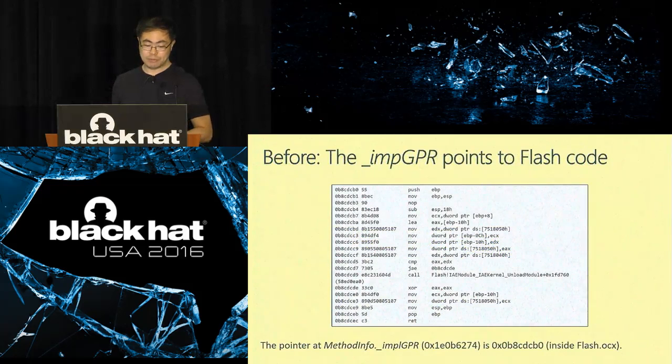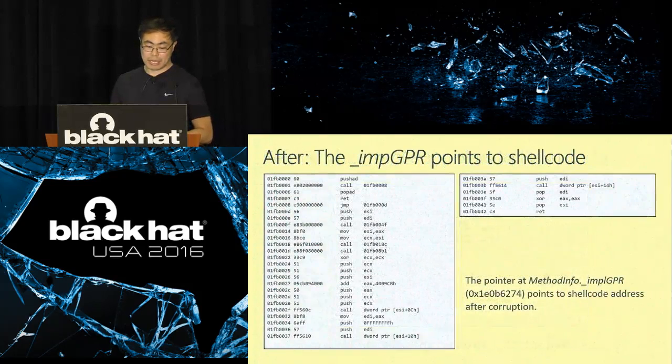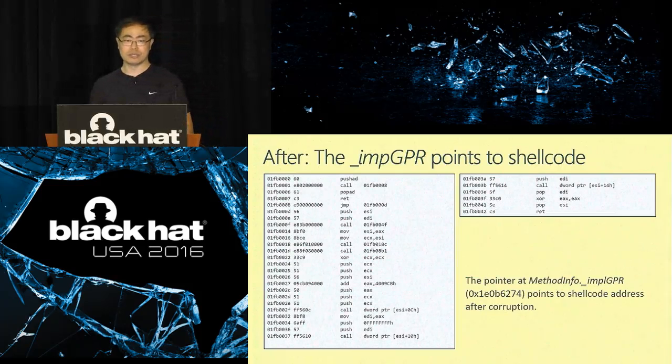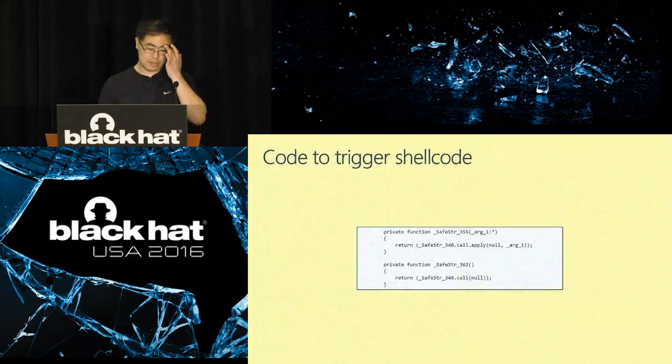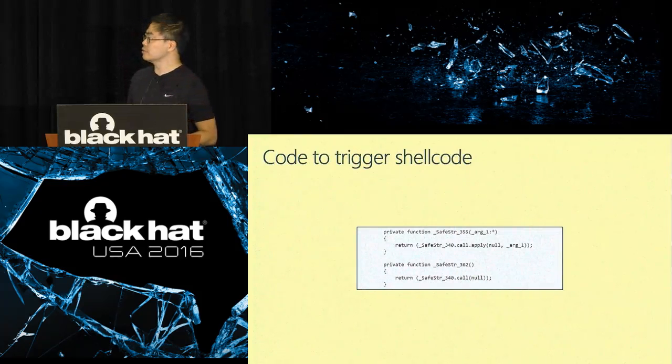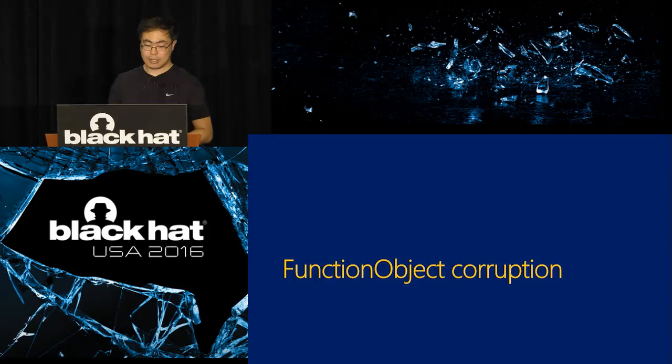And the original input GPR pointer is pointing to some flash code originally, right? Just shown here. But after corruption, it will be pointing to shellcode. And whenever you call this dummy method, when the dummy method returns, instead of calling some flash utility routine, it will call shellcode. And the actual code that triggers shellcode is actually calling the dummy method. So these are very interesting techniques.